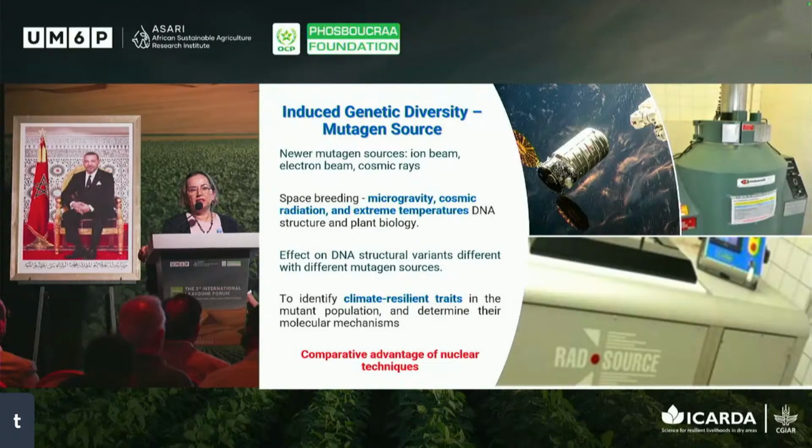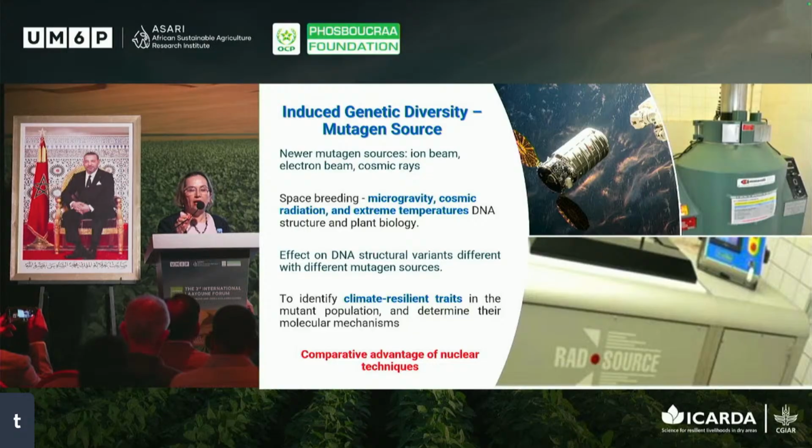This is the newer genetic sources. You know, currently we have more than 3,000 varieties, and most of them were created by using gamma rays. But we have newer radiation sources, such as ion beam, proton beam, electron beam. They are much more precise sources to create genetic variability.